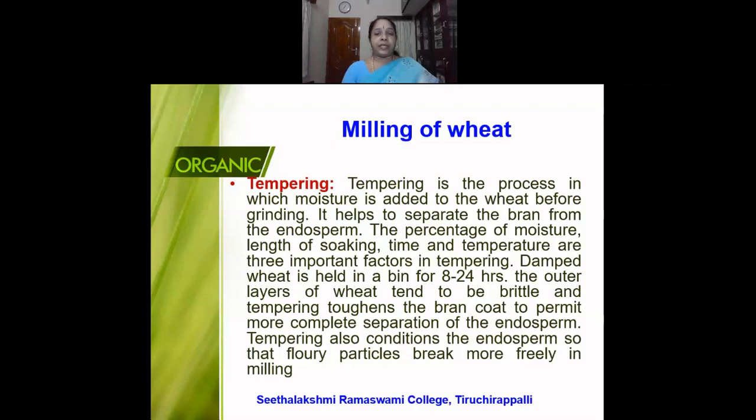The dampened wheat, that is the wheat along with the water that has been added, is held in the bin for 8 to 24 hours. So we make the wheat moist and we keep it in a bin and cover it for about 8 to 24 hours. Now, during this process, the outer layers of the wheat will become brittle. Brittle means it can be easily removed, it is easily broken. And the tempering will toughen the bran coat to permit more complete separation of the endosperm.